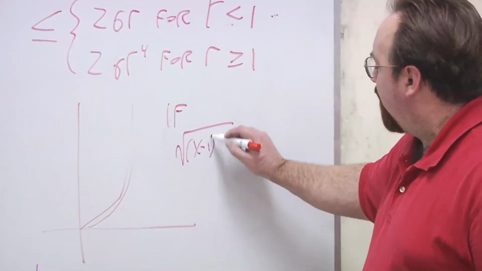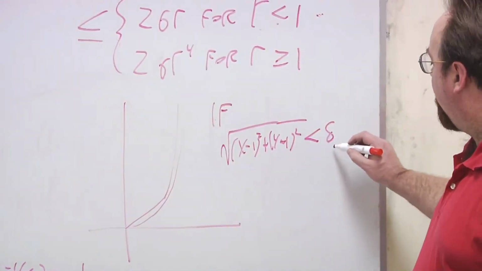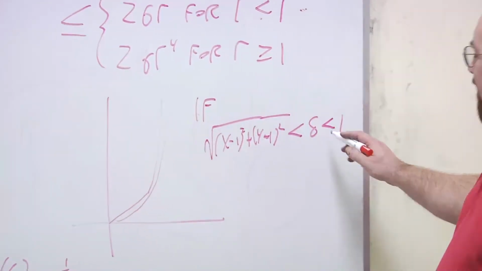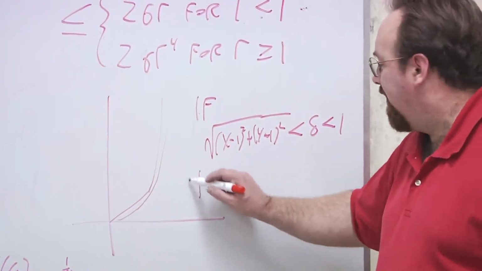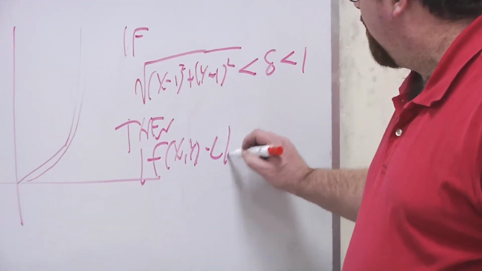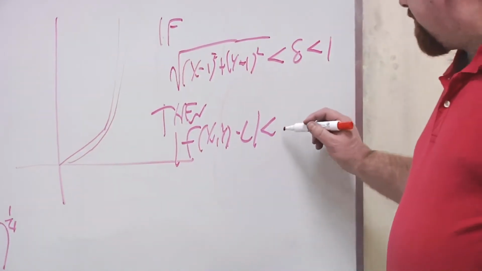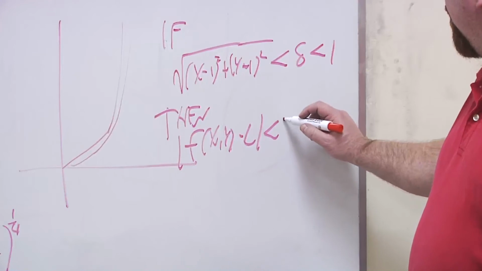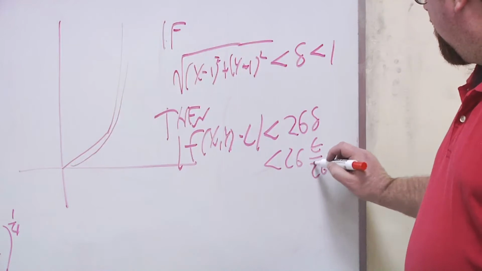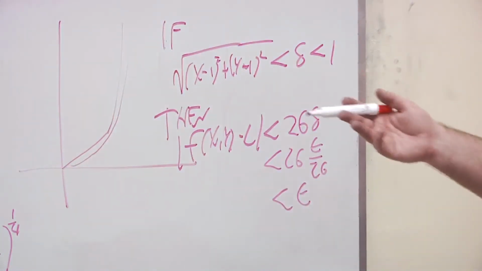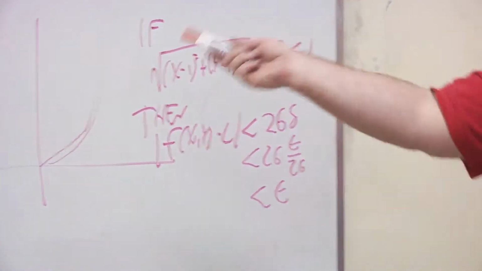If the square root of x minus 1 squared plus y minus 1 squared is less than delta, and you're assuming that delta itself is less than 1, which is really what you would be concerned about anyway, then f of xy minus L is less than, so that's going to be 26 delta, which is 26 epsilon over 26, which is less than epsilon. And it's choosing 26 because it's the sum of the coefficients. So when you start studying running time with algorithms, you have to think backwards. It's the highest power that matters.